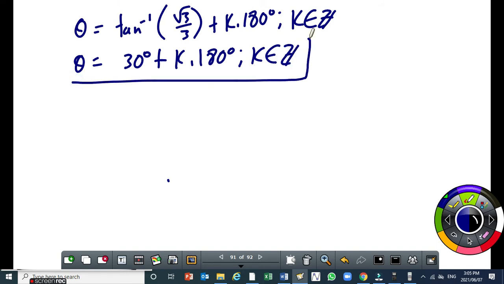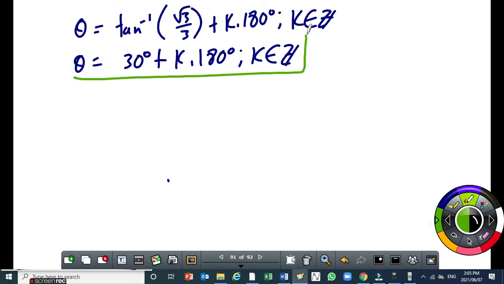This one here, let me use a different color. So this will be the general solution for that trig equation. There is no need to substitute k, because the question only wants us to determine the general solution. So you stop there. If the question has 5 marks, you get your full 5 marks up to there.